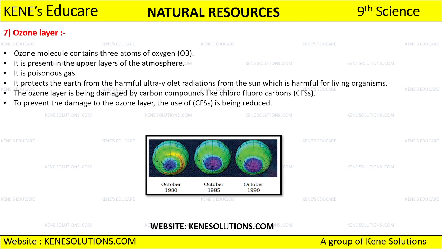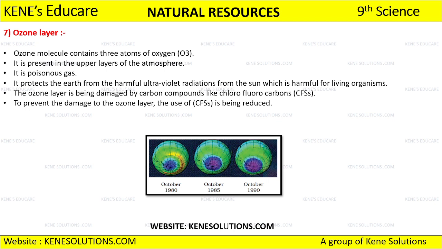Then it is present in the upper layer of the atmosphere, but it is a poisonous gas. So ozone is a poisonous gas and it is always present in the upper layer of the atmosphere. Now we were talking about ozone. Ozone is a poisonous gas, but we have an ozone layer which protects the earth from harmful UV radiations. UV is ultraviolet radiation from the sun.